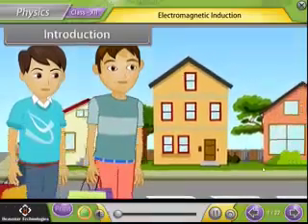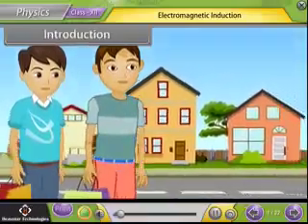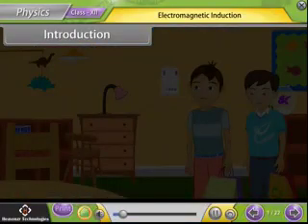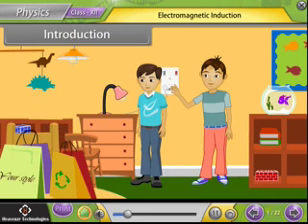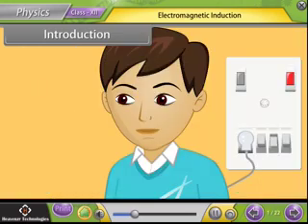It's evening. Dev and Mohan returned home after shopping. Mohan switches on the fan and bulb. As he saw that 2 bulbs are on, he switches off 1 bulb. Dev was watching this carefully and thinking of something.